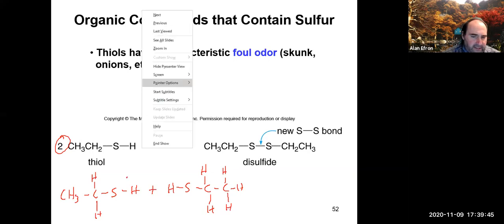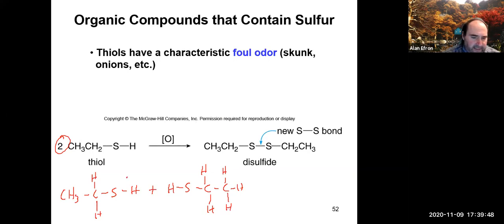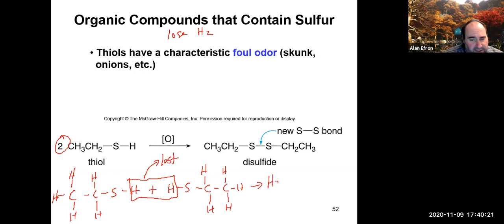And what happens in this reaction, which is an oxidation reaction. So remember, when you see that little O with the brackets around it on top of the arrow, that means that this molecule is going through an oxidation reaction. And the oxidation reaction that we see here is the same oxidation definition that we saw with the alcohols, which is basically the loss of H2. So what ends up happening when two thiols come together in an oxidation reaction is that the two hydrogens, one from each of them, are lost. And when that happens, we form H2.